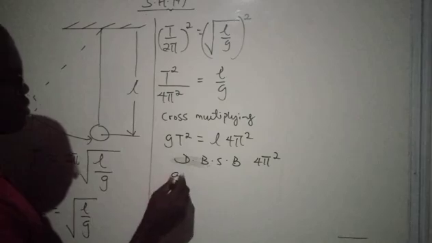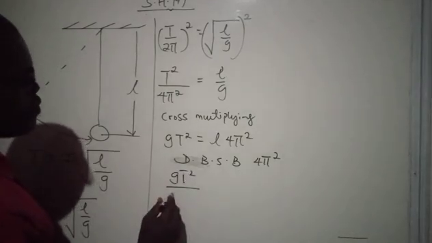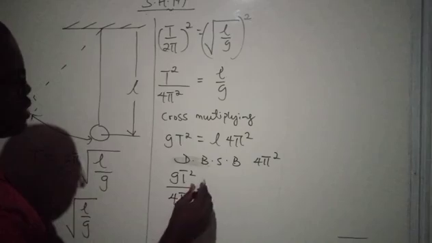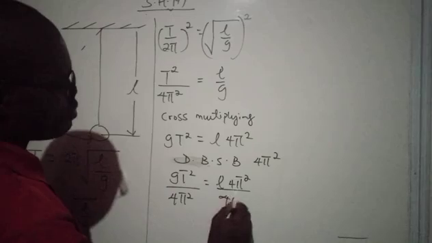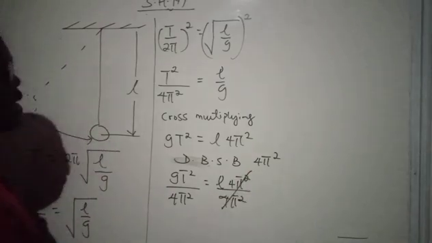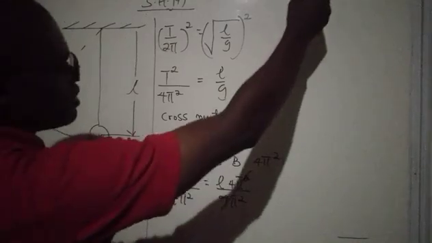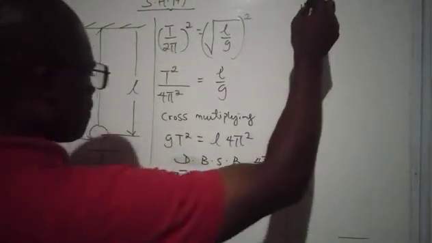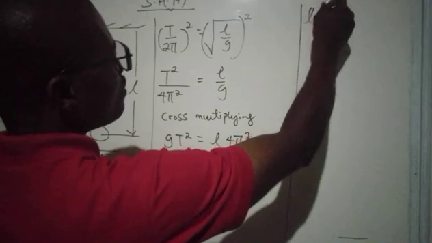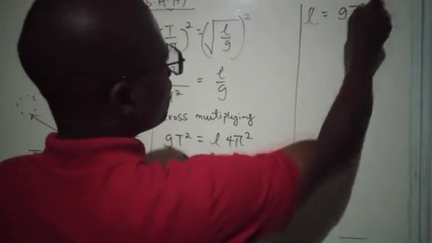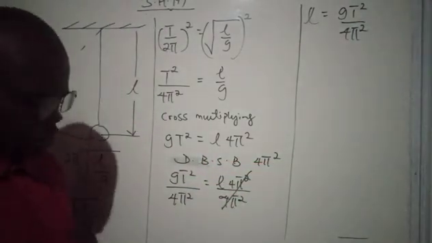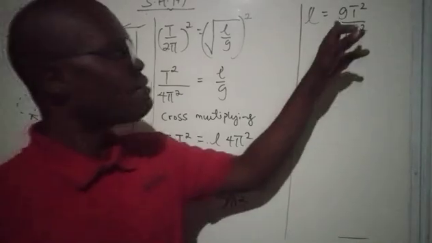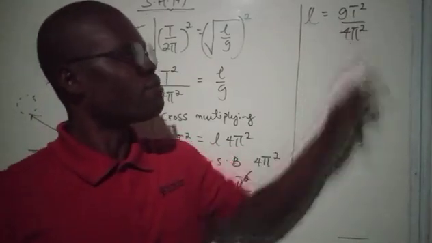So that gives us g T squared over 4 pi squared is L times 4 pi squared all over 4 pi squared. So 4 pi squared will cancel 4 pi squared, and we are going to have L to be equal to g T squared all over 4 pi squared.